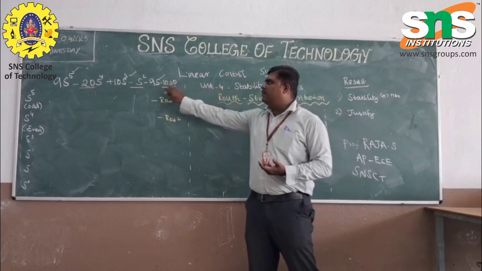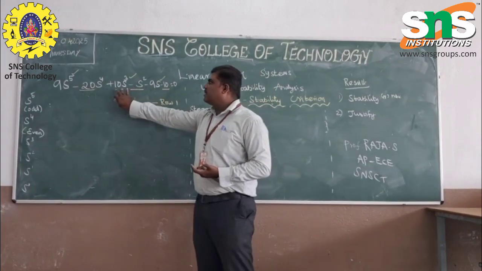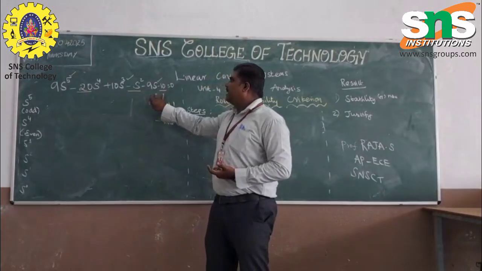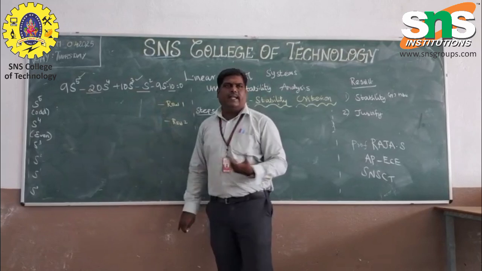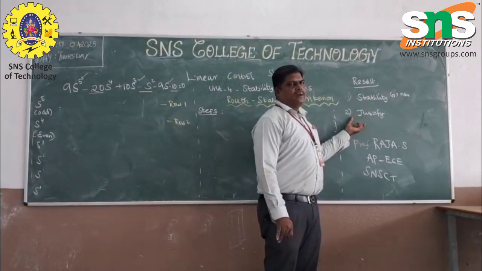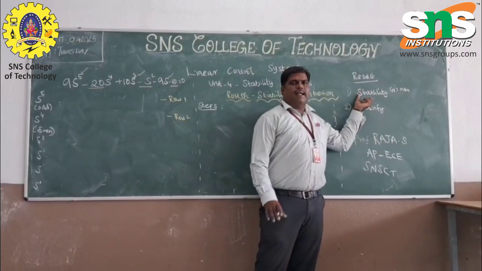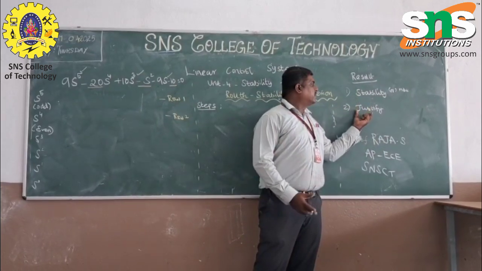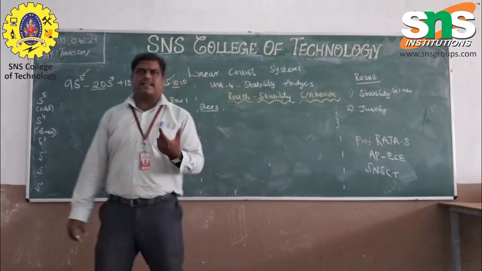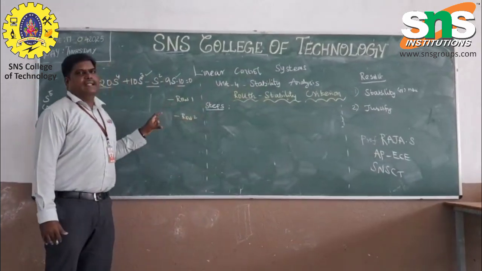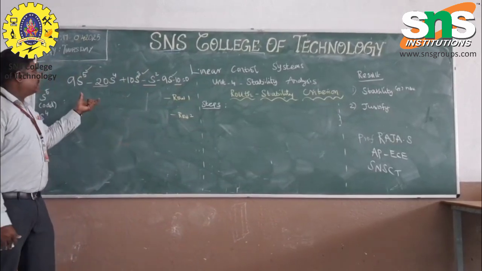In this given problem, 9s power 5 minus 20s power 4 plus 10s cube minus s square minus 9s minus 10 equals 0. By taking this transfer function, we need to determine two results. One is whether the given system is a stable system or not, and if it is not stable, what justification you can provide. In this unit, you are acting as a system engineer to determine whether the given system is stable or not. Now we can go to the problem.